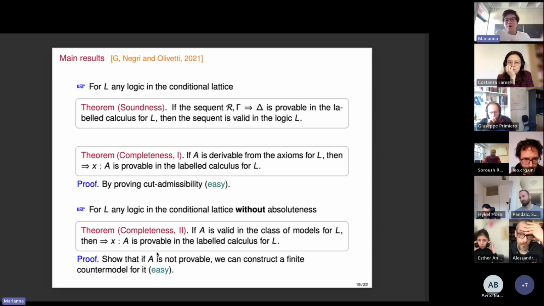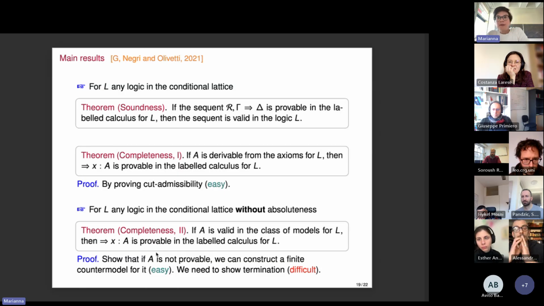A strong point of a labeled proof system is that extracting a countermodel is actually easy. But if you want your proof search to terminate, this is instead pretty hard because of all of the labels that might occur in your proof search.